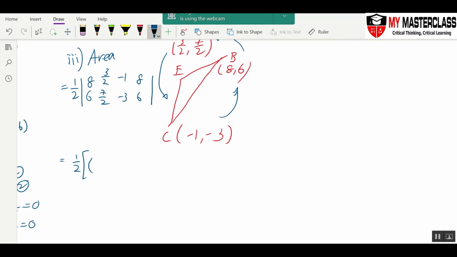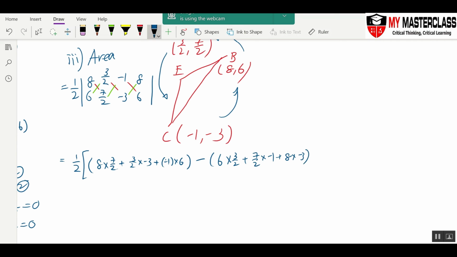Alright, and this will be equal to half the sum of the downward products. Let me draw the downward products in red. This times this, this times this, this times this. You can write it down: 8 times 7 over 2 plus 3 over 2 times negative 3 plus negative 1 times 6. Minus the sum of the upward cross products. This times this, this times this, this times this: 6 times 3 over 2 plus 7 over 2 times negative 1 plus 8 times negative 3.